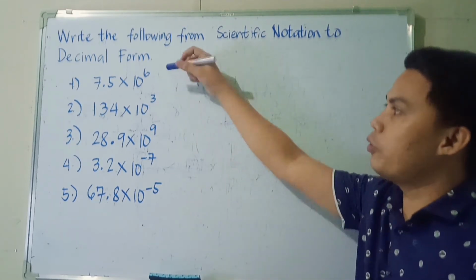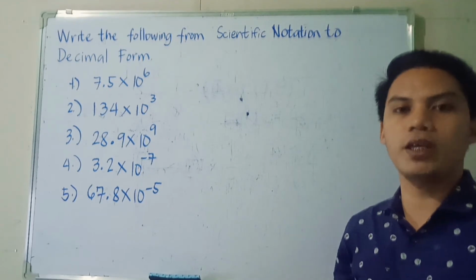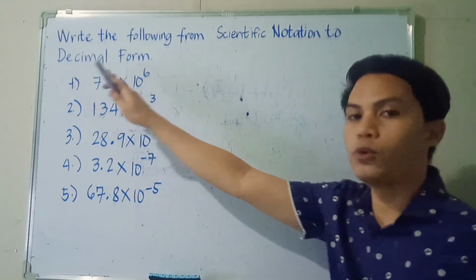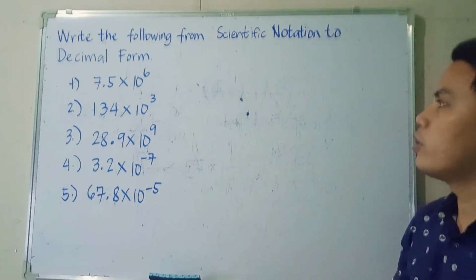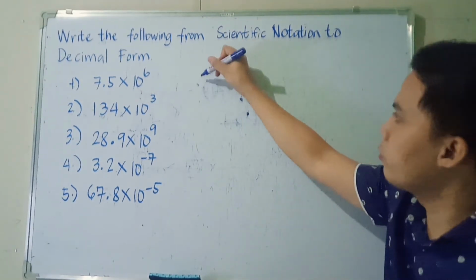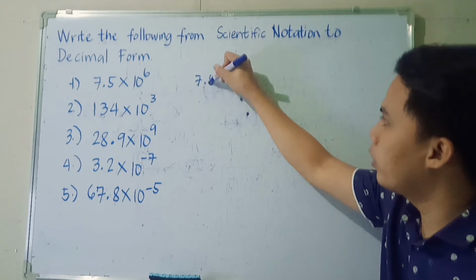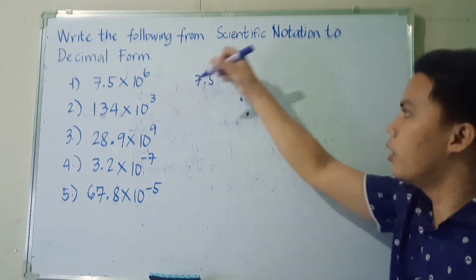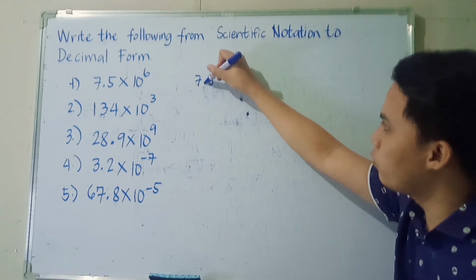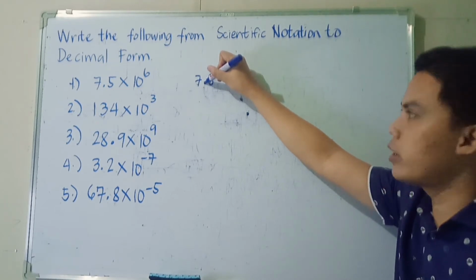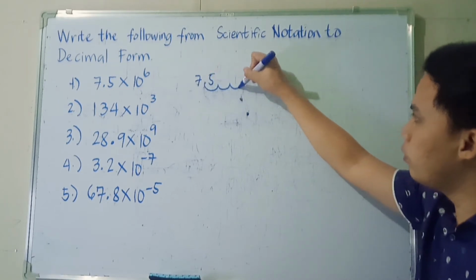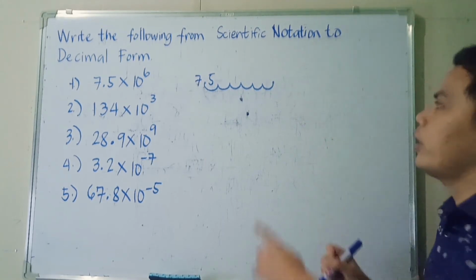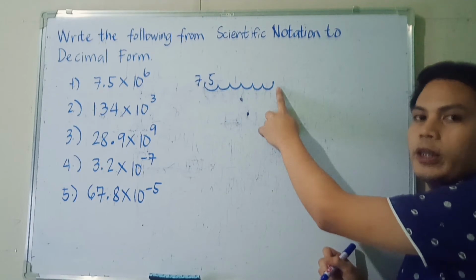So, since the number 1, yung exponent natin ay positive 6, then we're going to move the decimal point from left to right. Okay. So, pwede natin siyang isulat uli. So, we have 7.5. So, how many places? We have 6 decimal places. So, from here, we're going to move it 6 decimal places. 1, 2, 3, 4, 5, 6. Okay, nandito na yung decimal point.